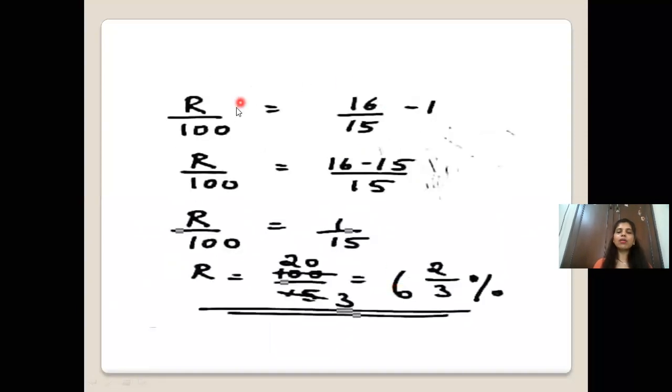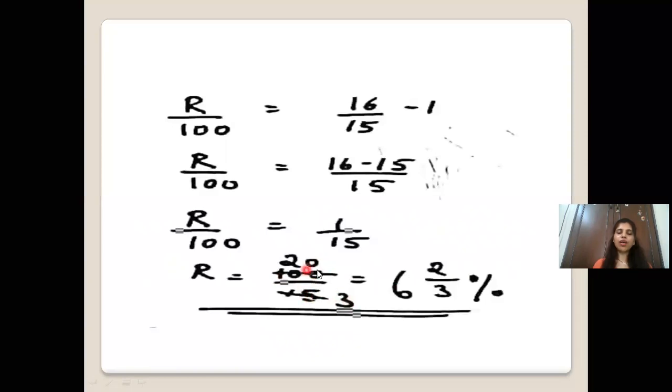Now you take plus 1 to the other side, so it becomes minus 1. Equate the denominator: 16 minus 15 upon 15. 16 minus 15 is 1 upon 15. Now take this 100, which is in the denominator, to the other side, so it comes in the numerator. 100 upon 15. So here you can divide it by 5.